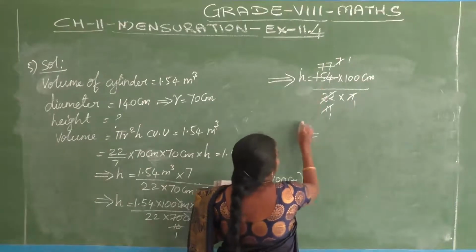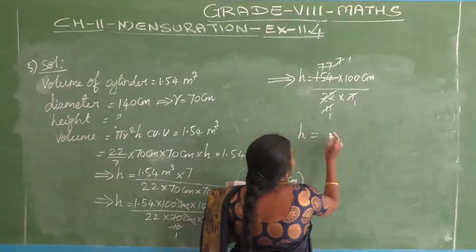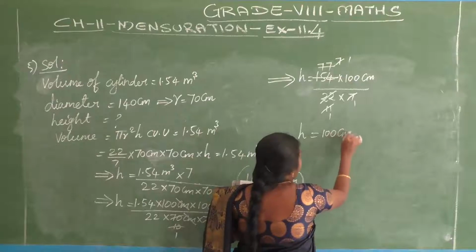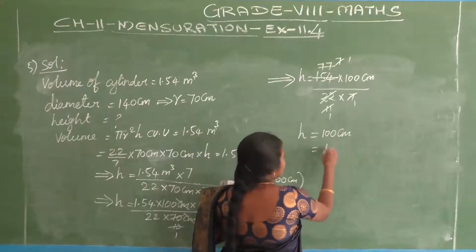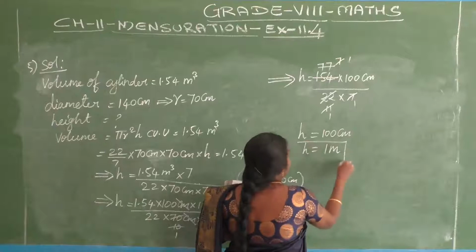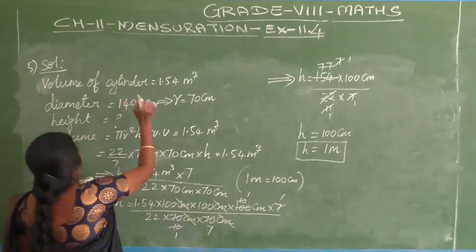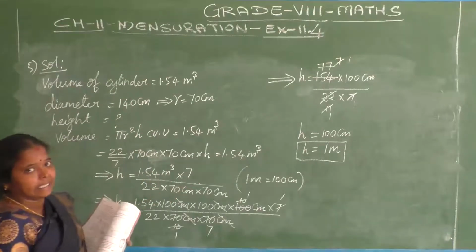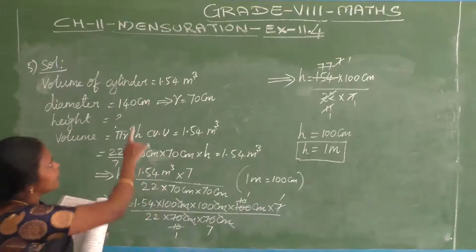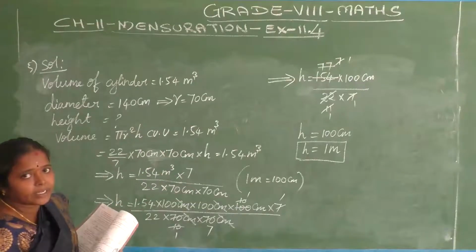So H equal to, which is remainder, 100 centimeter only. That 100 centimeter can be written as 1 meter. So height of the cylinder is 1 meter. Finally we proved height of the cylinder is 1 meter.